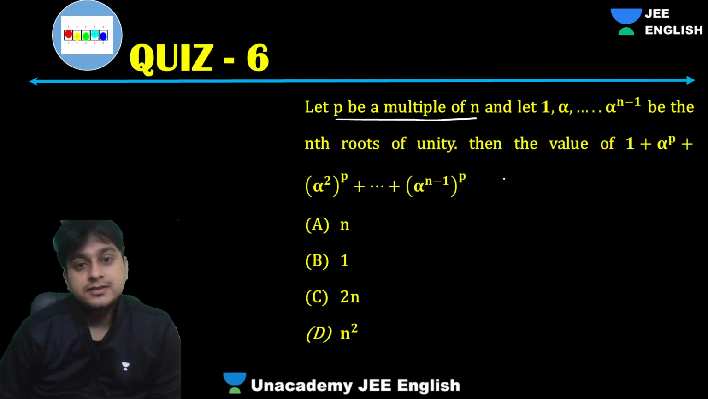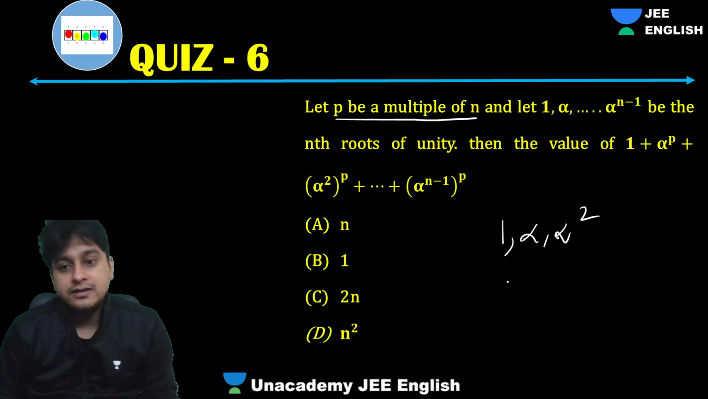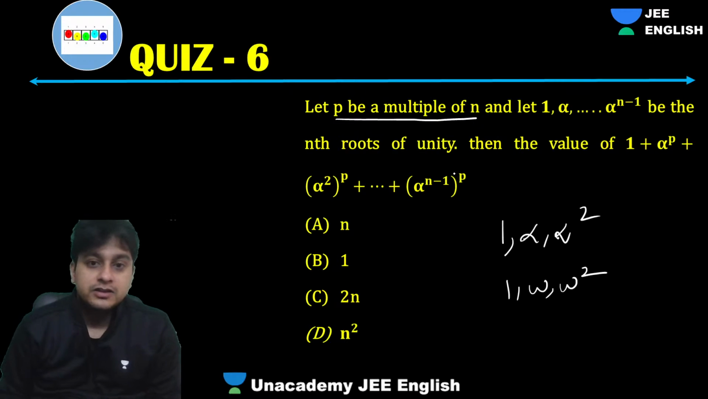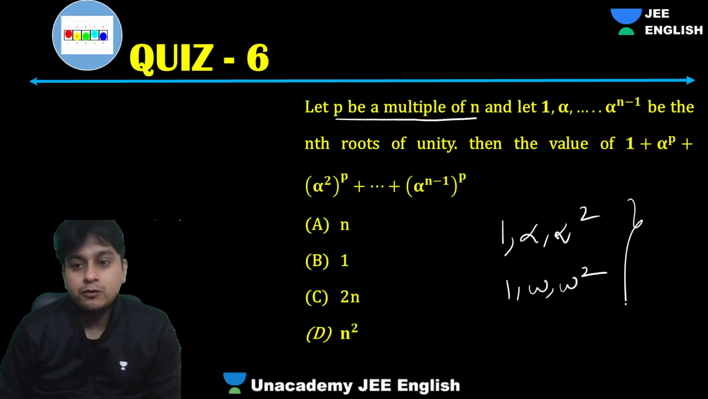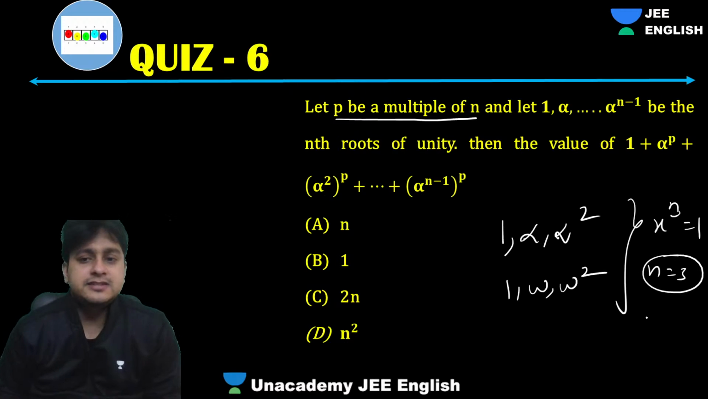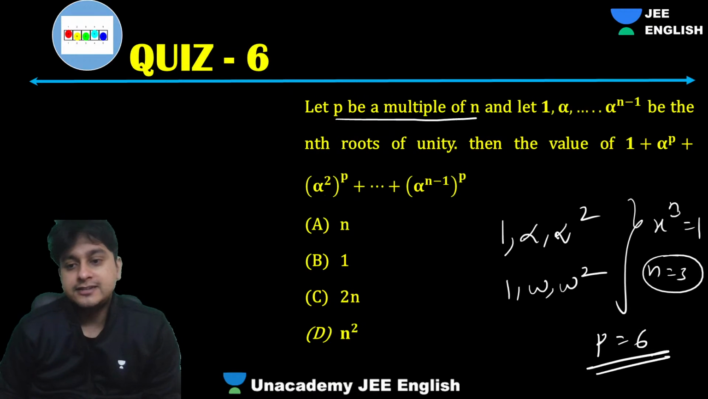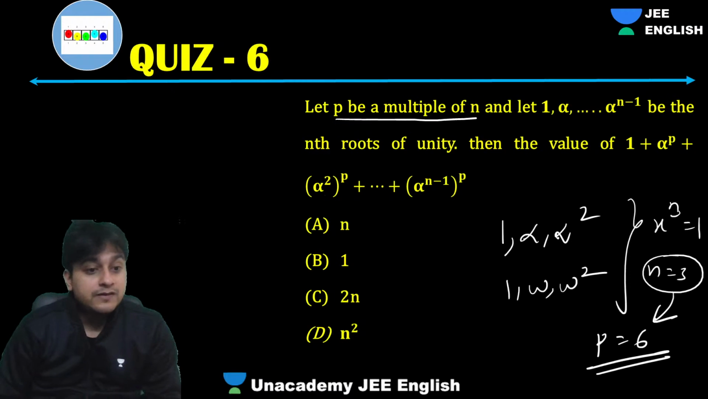As I told you guys, you can take an example of 1, omega and omega square, right? If you have 3 roots, that will be 1, omega and omega square, the roots of x cube equal to 1. So n is 3. P is a multiple of n, so take p as 6. You can take 6, 9, 3, anything. I'm solving this question by taking examples. That is very important. You can do this very easily.